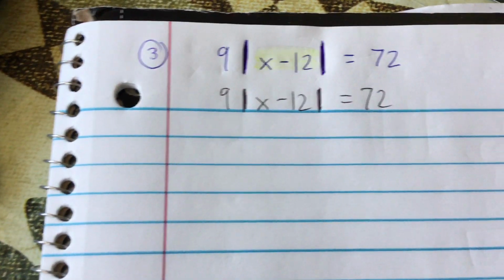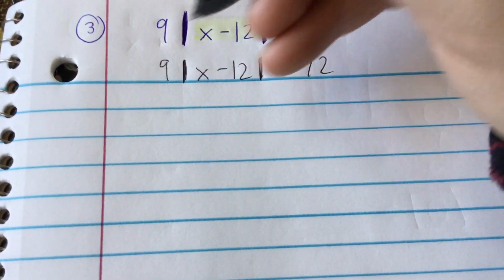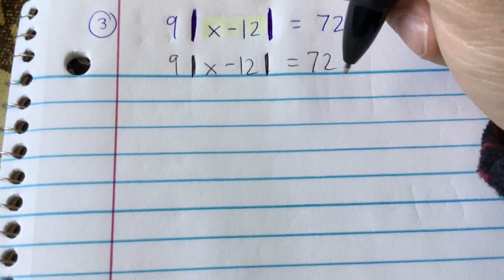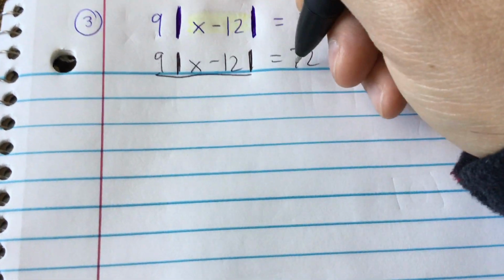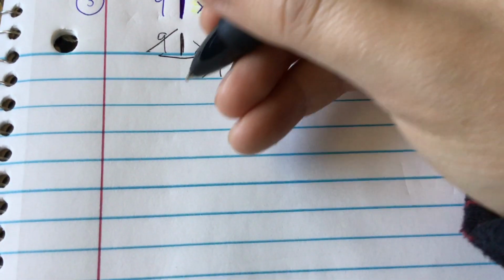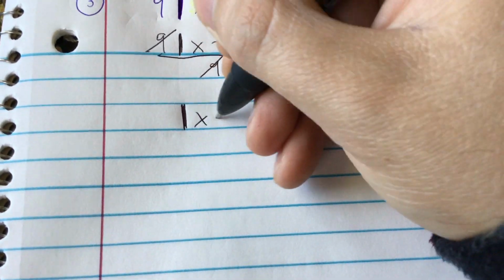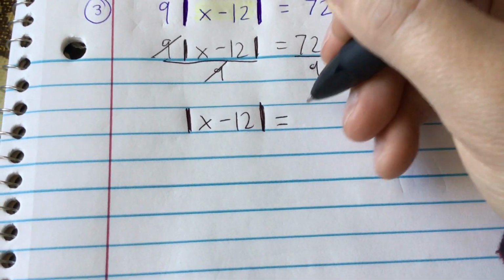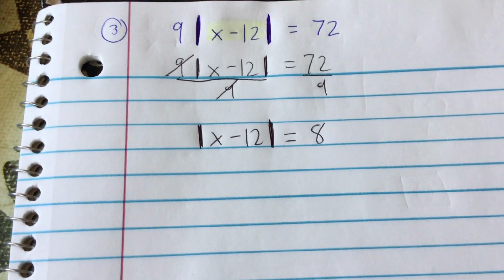Okay, so the absolute value of x minus 12 is in the bars, but I want to get rid of this times 9 in front. How do I get rid of multiply by 9? I'm going to divide both sides by 9. And now I've got the absolute value of x minus 12 is equal to 72 divided by 9, which is 8. So now I've got the absolute value of x minus 12 is equal to 8.